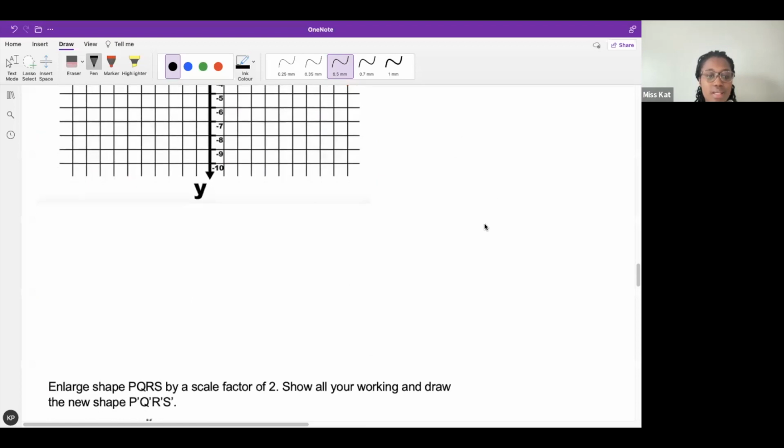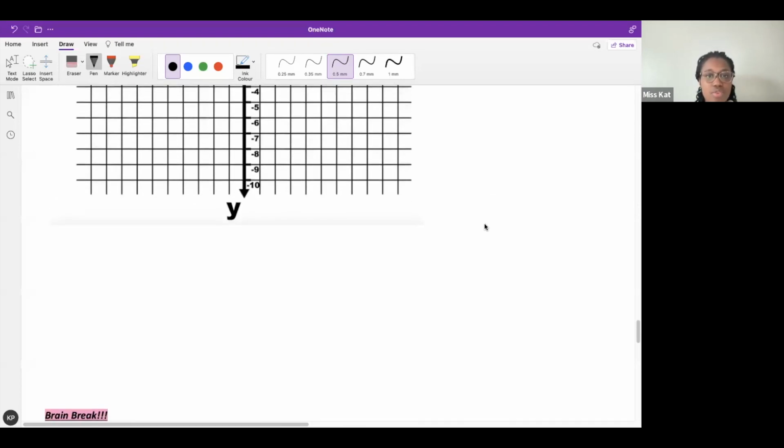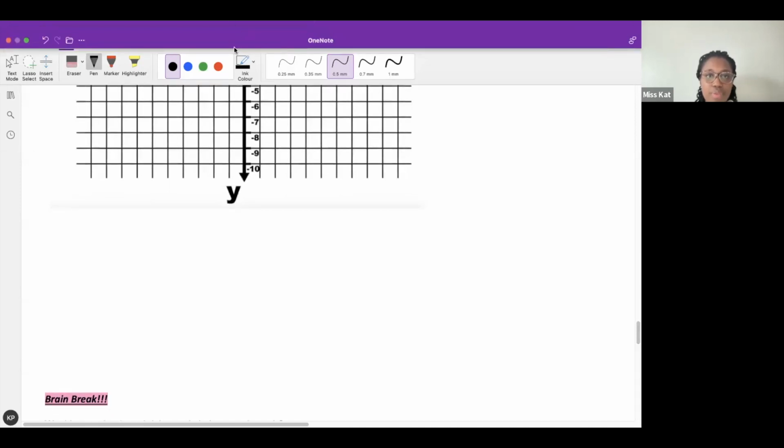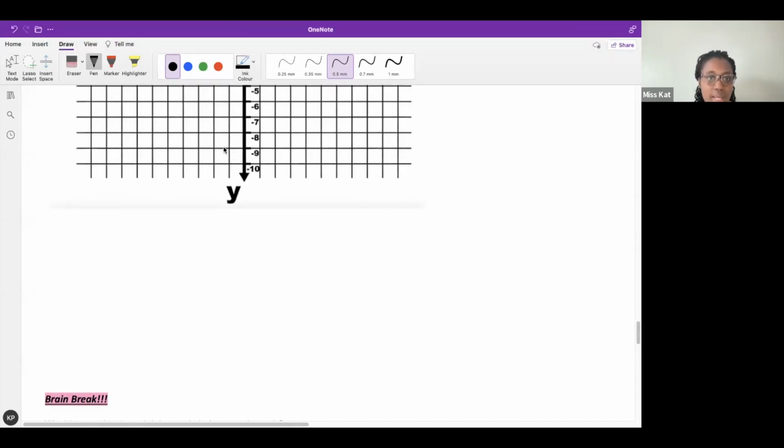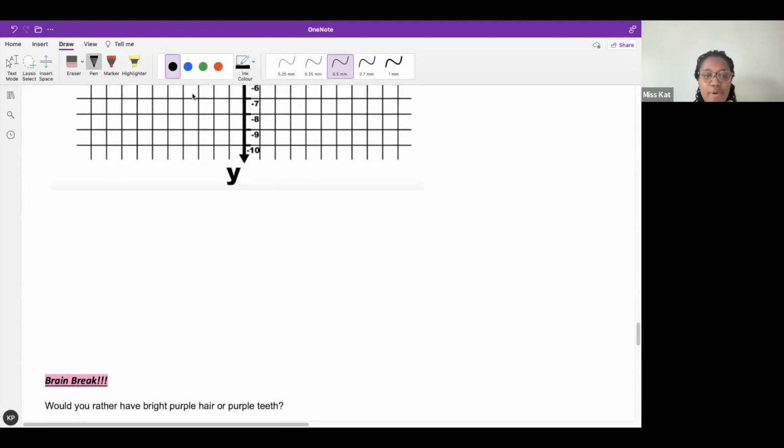Nice. Let's see hands. Let's see hands for the would you rather. There we go. Setabile, you ready? Yes, ma'am. Okay. Would you rather have bright purple hair or purple teeth?